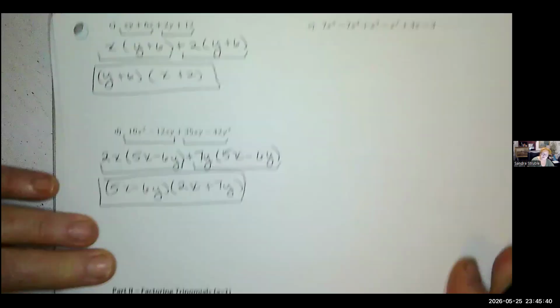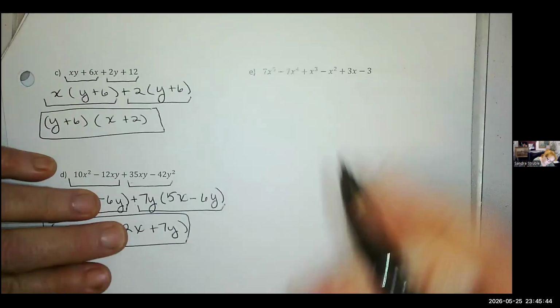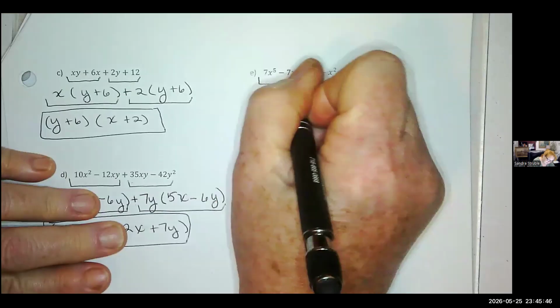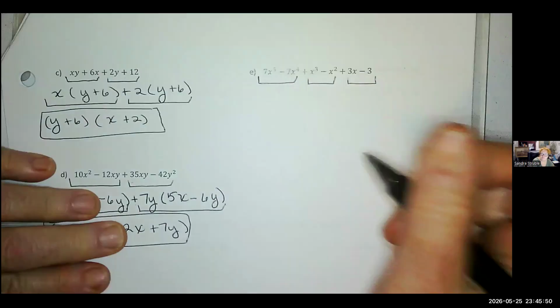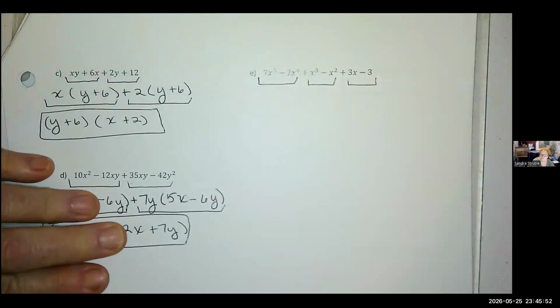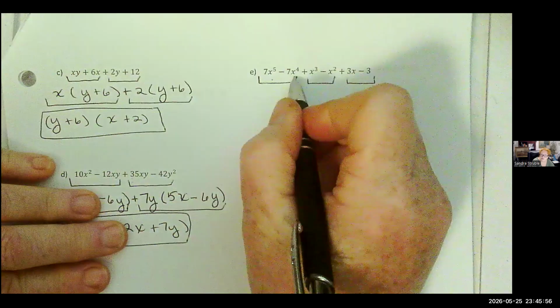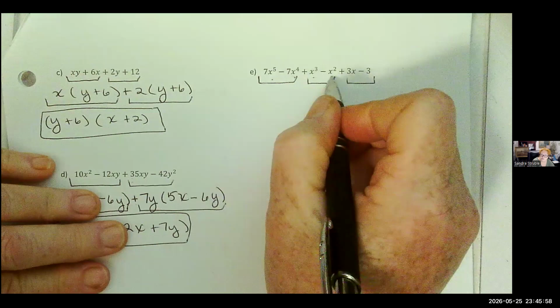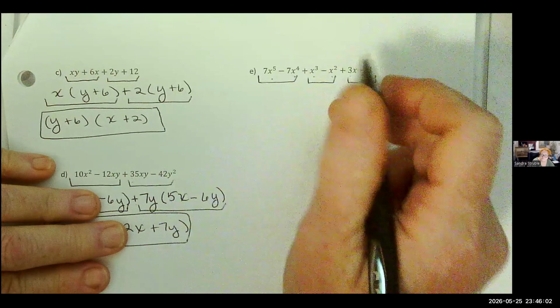Ooh, this one looks fun. We're going to look at these in 2 terms each. Why don't you try this one? See what happens. What do the first 2 terms have in common? What do the second 2 terms have in common? And what do the third two terms have in common? Do that, factor it out, see what you have left, and then combine them.